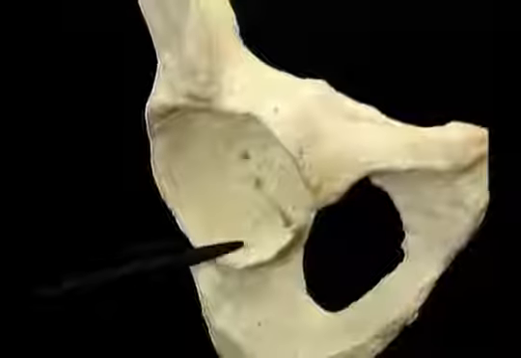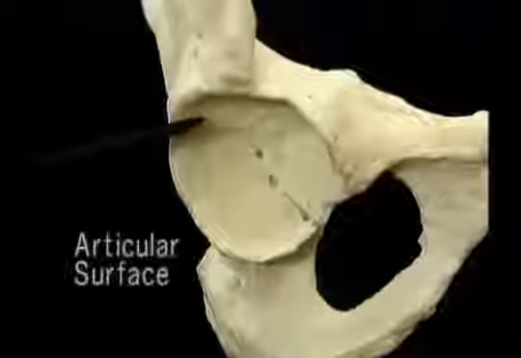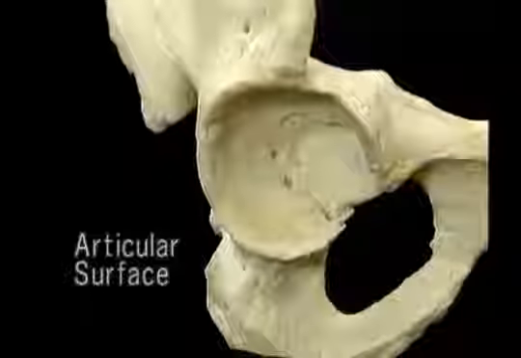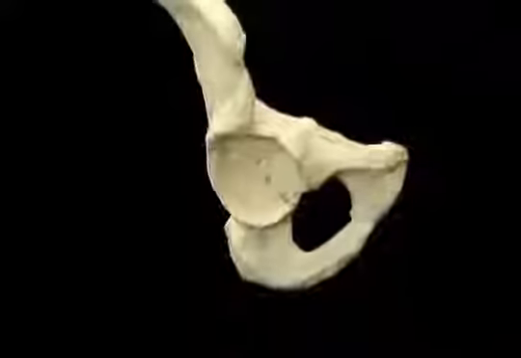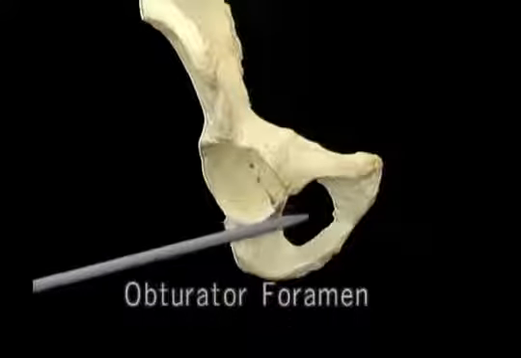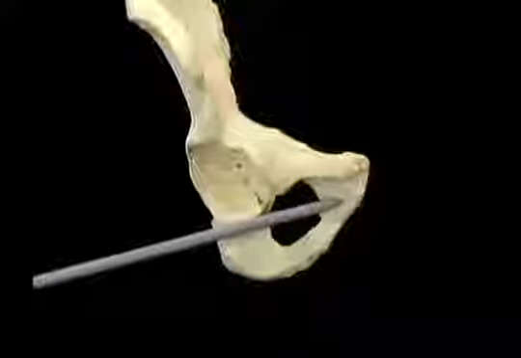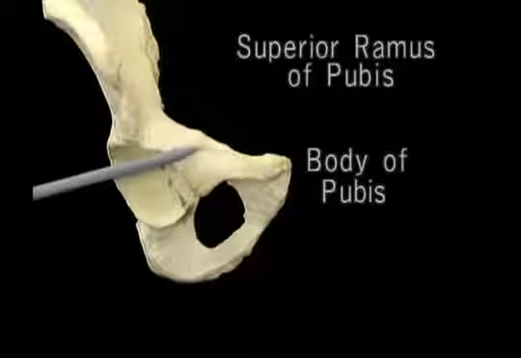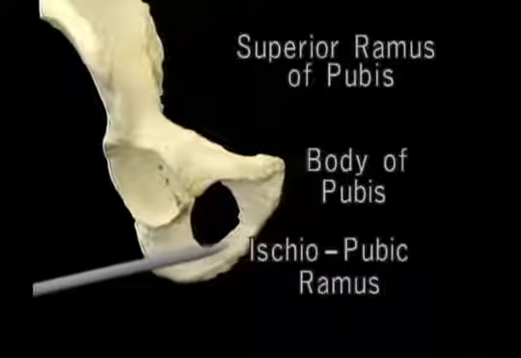This broad, smooth area is the articular surface. We'll see it again in a minute with the articular cartilage intact. The big hole in the lower part of the hip bone is the obturator foramen. This is the body of the pubis. This is the superior ramus of the pubis, and this is the ischiopubic ramus.